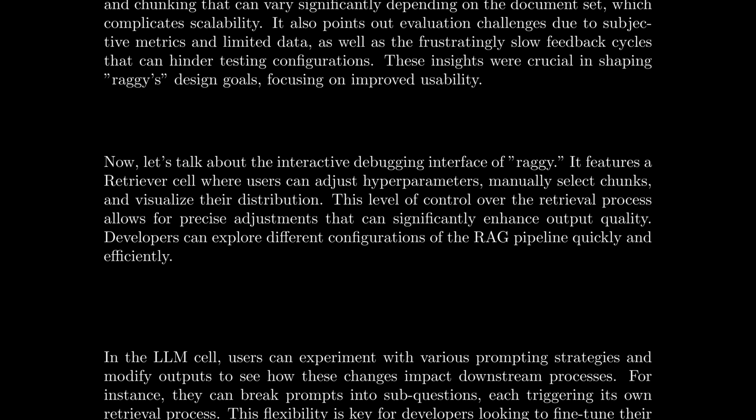It features a retriever cell where users can adjust hyperparameters, manually select chunks, and visualize their distribution. This level of control over the retrieval process allows for precise adjustments that can significantly enhance output quality. Developers can explore different configurations of the RAG pipeline quickly and efficiently.